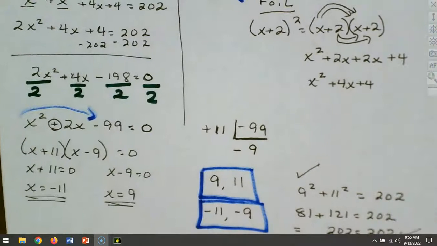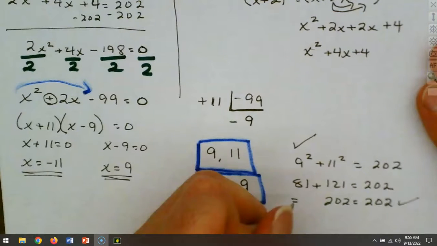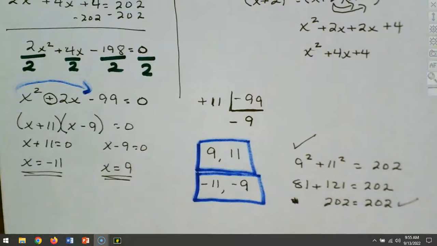Now, why does the negative work as well? Well, the negative is going to work because when we square a negative, it becomes what? Positive, right? So that's why we have two sets, and they work. We square them, add them together, and that gives us our 202. So pretty easy on the consecutive integer questions.